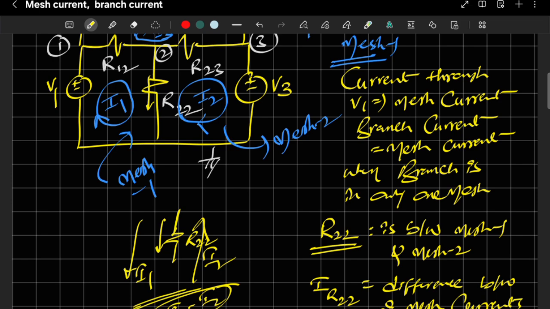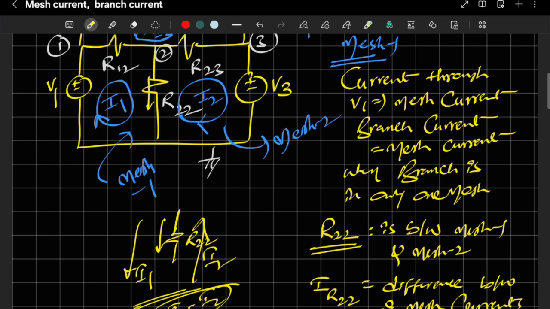The branch current is equal to mesh current. It is possible when the branch is related to only one mesh. But branch current can be the difference between the two mesh currents whenever the branch is common to those two meshes.